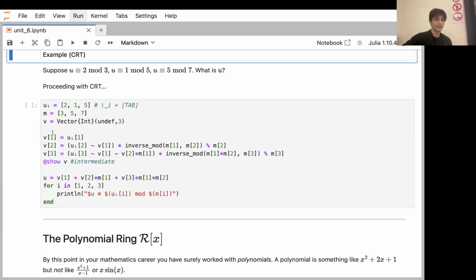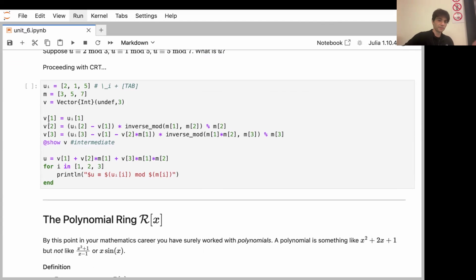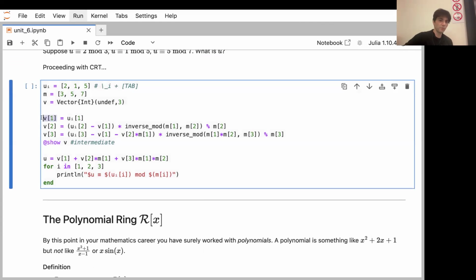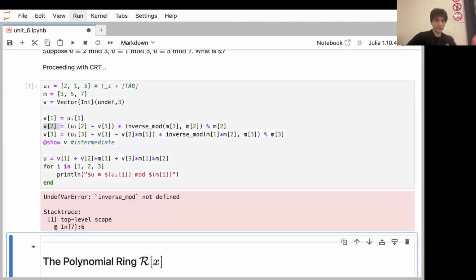Here I'm just implementing what I said in that proof. I'm saying here's my U's, here's my M's. Let's spin up a vector to get all of the V's, and I'm saying V1 is U1. V2 is exactly the expression from the lines above, where we're using this inverse mod now.